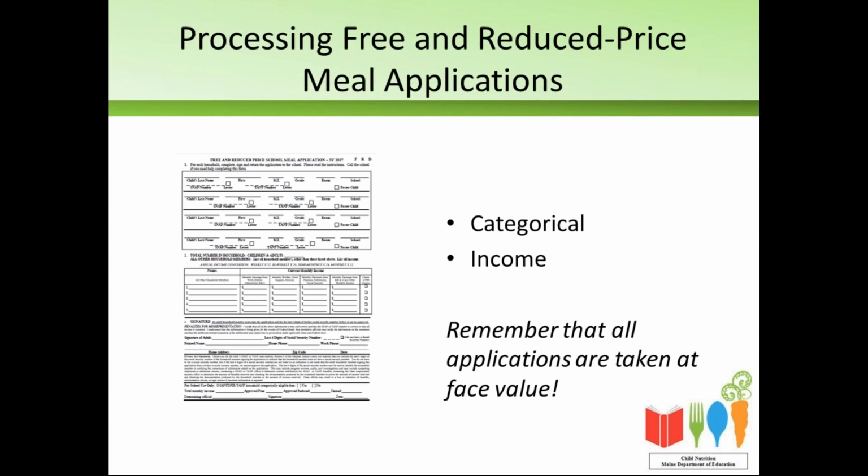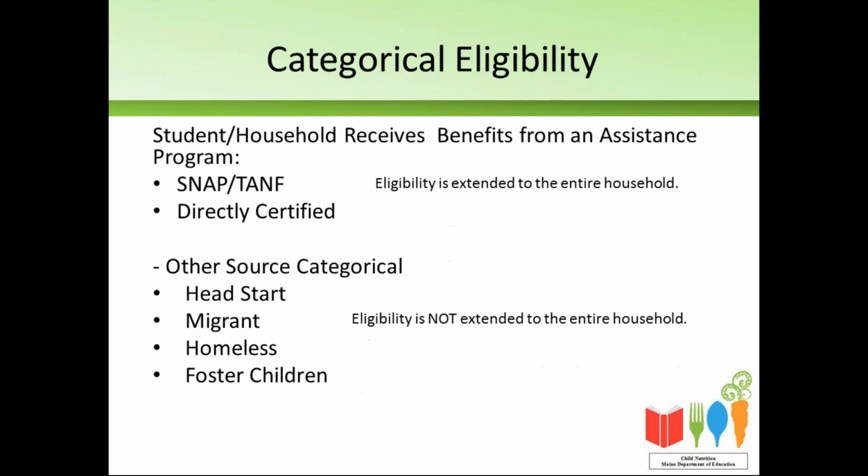There are a few different pieces of information that are needed. You need to have students on the application who will be approved either categorically, which we'll talk about more in a minute, with a food stamp or TANF number, SNAP number, or it's going to be approved based on income. Remember that all applications are approved based on face value.